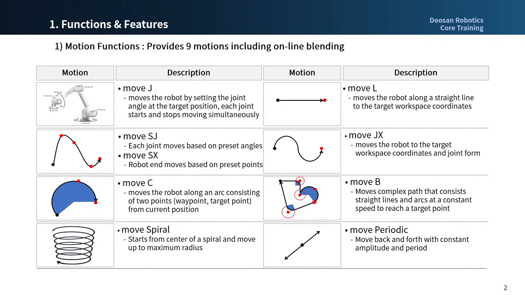Let me explain the main functions of the Doosan collaborative robot. First, the motion command. Doosan robot provides 9 kinds of motion. Seven motions are derived from the basic motions, MoveJ and MoveL, and those will control the robot's movement. Let's discuss the details in Part 5, understanding commands and variables.